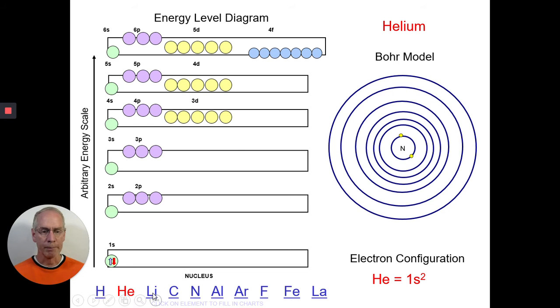Let's move on to lithium. Lithium's atomic number is 3. That means it has 3 protons and 3 electrons.